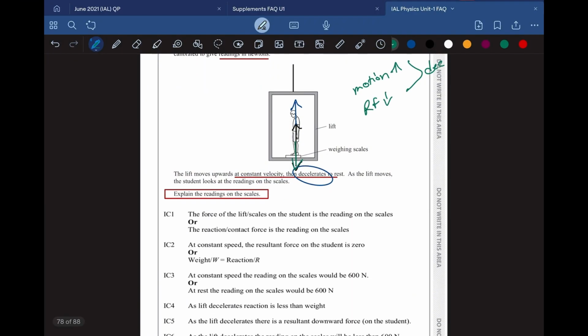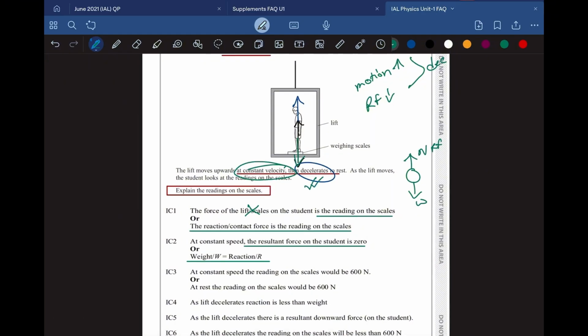Now let's have a look at the mark scheme points. The mark scheme point says the force of the scale on the student is the reading on the scale. Actually this is quite confusing. The reaction force is the reading on the scale, as I have shown you previously: the normal reaction force or the contact force is the reading on the scale. When it was at constant speed, the resultant force was 0, because the weight was equal to the normal reaction force.